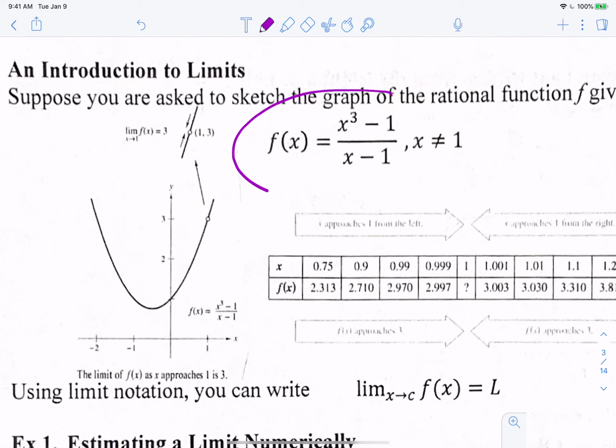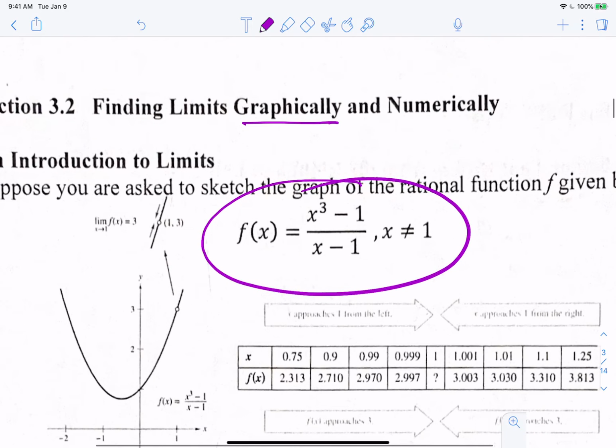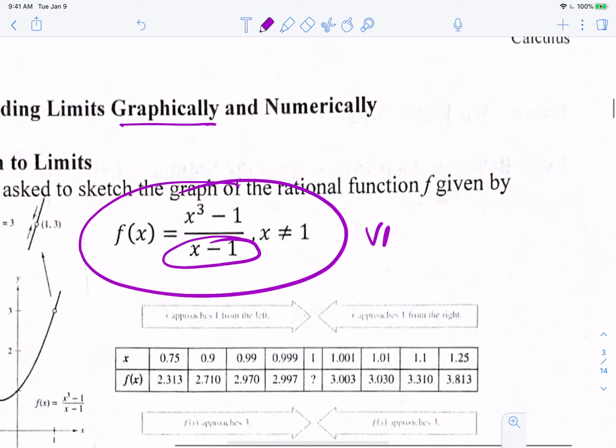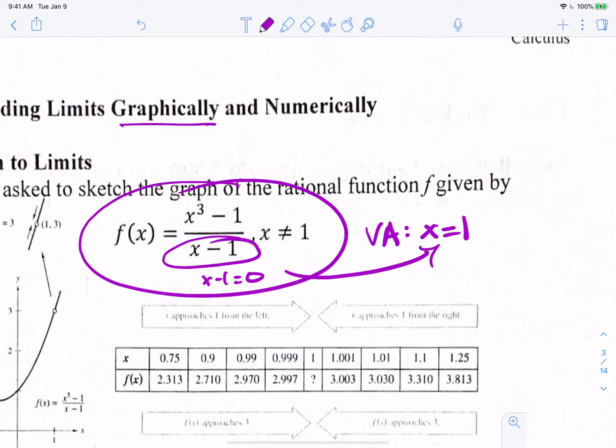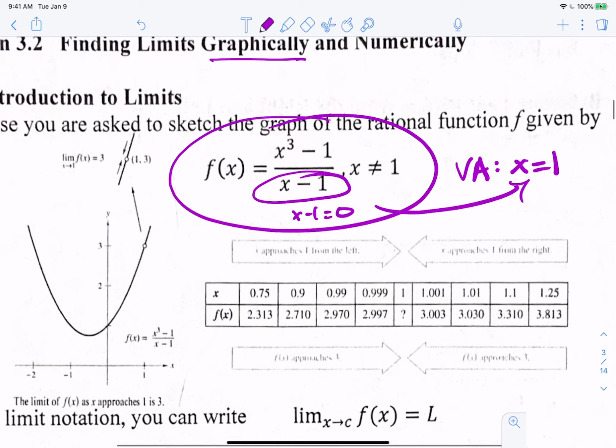So this function right here, f of x equals x cubed minus 1 over x minus 1, okay? X minus 1, if it's on the bottom, kind of looks as though I have a vertical asymptote at 1, right? If you would set x minus 1 equal to 0, x would be equal to 1. It looks as though I have a VA at 1, but it's actually not a VA.